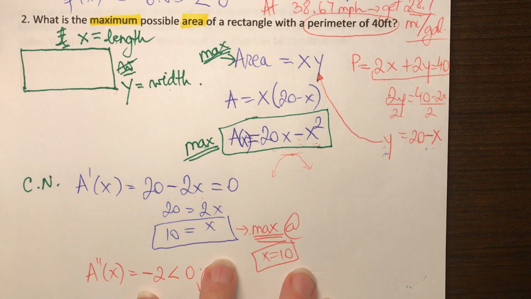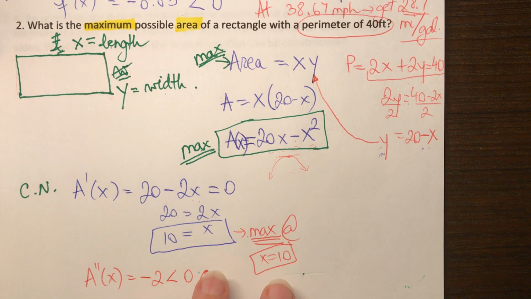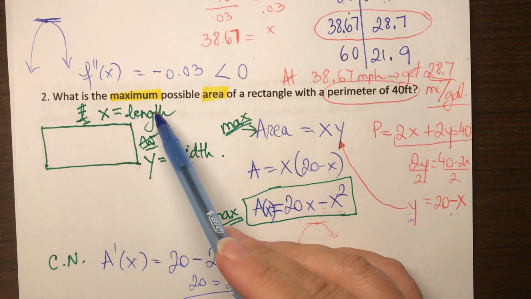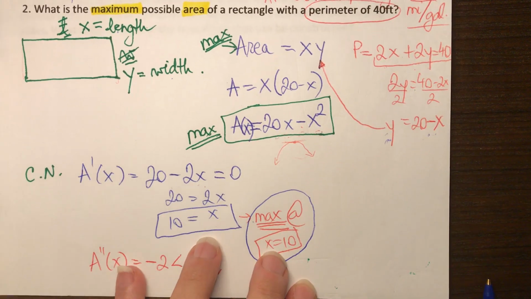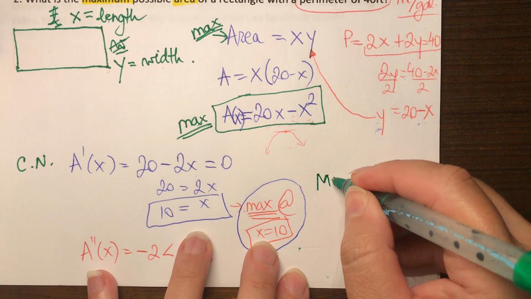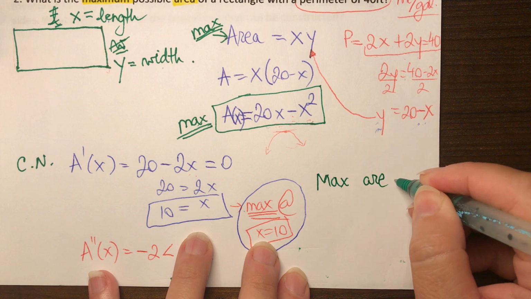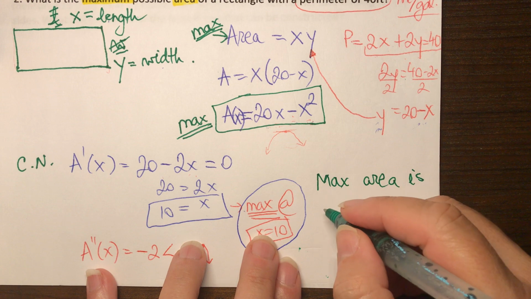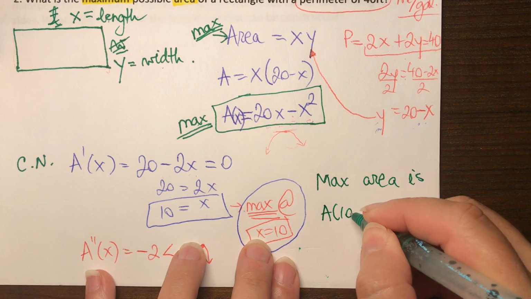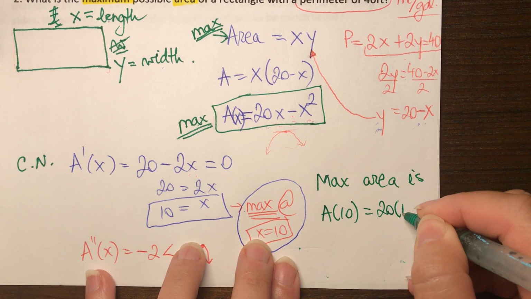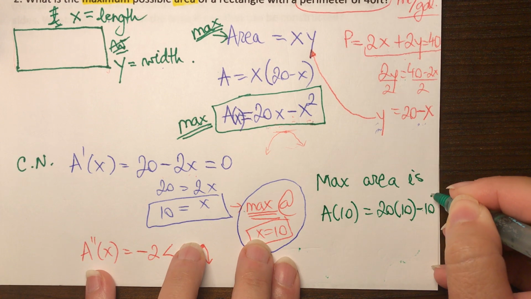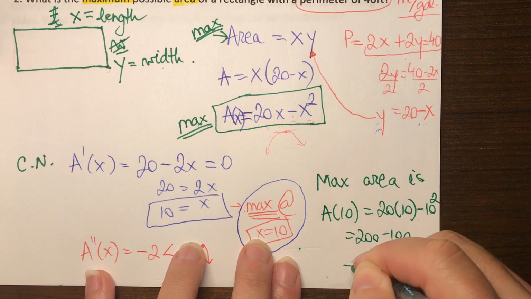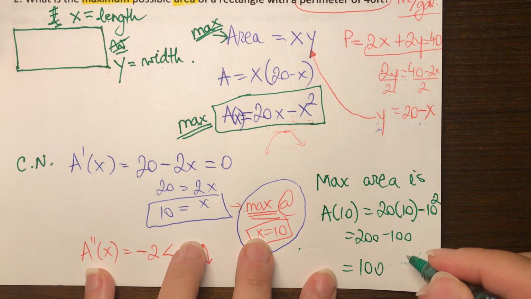So what is the maximum possible area? Well, we know it occurs when x is equal to 10, but it says to find the maximum area. So I'm going to write this down. The maximum area is, all I have to do is plug this 10 into the function, since I know I'm going to get a maximum. So it's 20 times 10 minus 10 squared. By the way, that's 200 minus 100, which is 100 square feet.